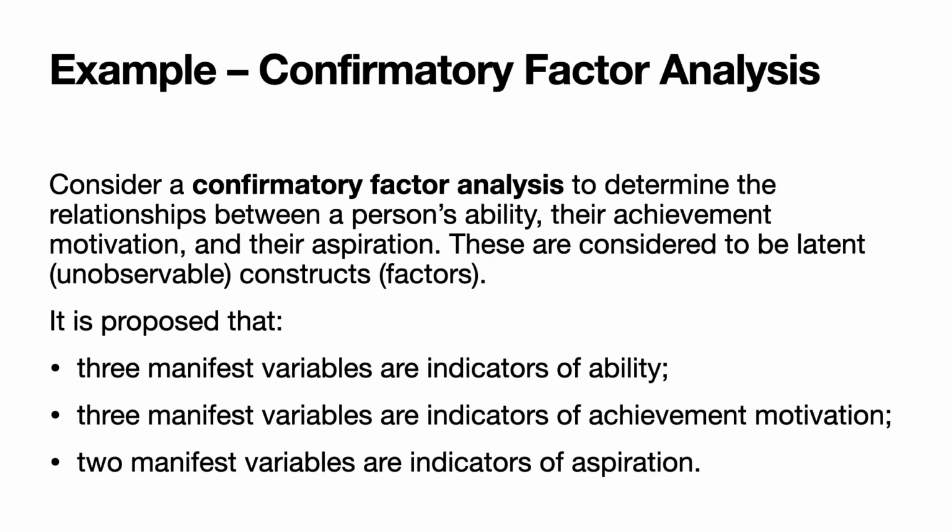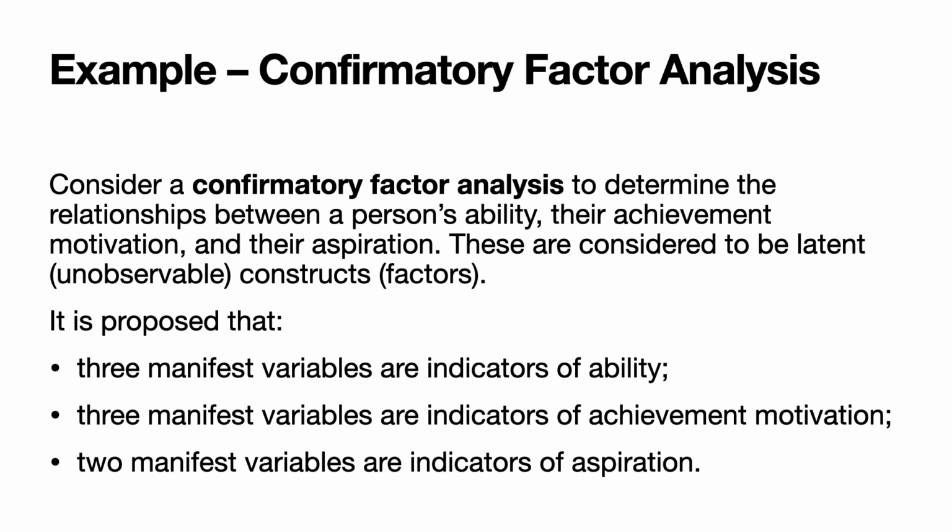Let's first describe the example. Consider a confirmatory factor analysis to determine the relationships between a person's ability, their achievement motivation, and their aspiration. These are considered to be latent constructs, and you'll remember that latent constructs are unobservable characteristics. Latent constructs are also called factors.